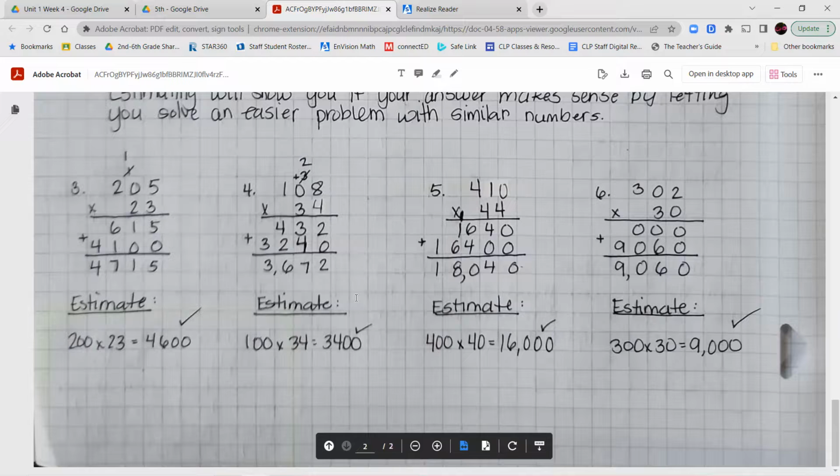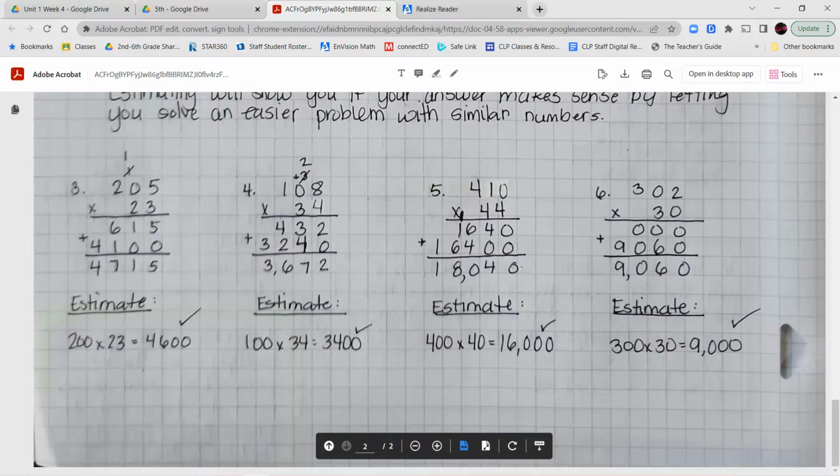Next, I had 410 times 44. My estimate was 400 times 40, which gave me 16,000. And then I started my standard algorithm. 4 times 0 is 0. 4 times 1 is 4. And then 4 times 4 is 16.